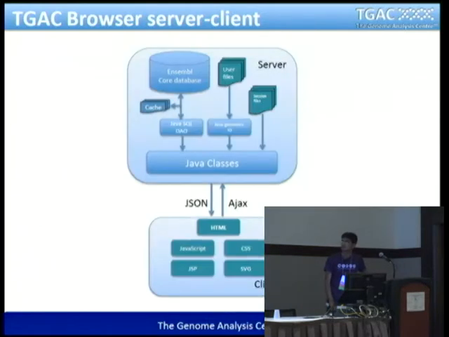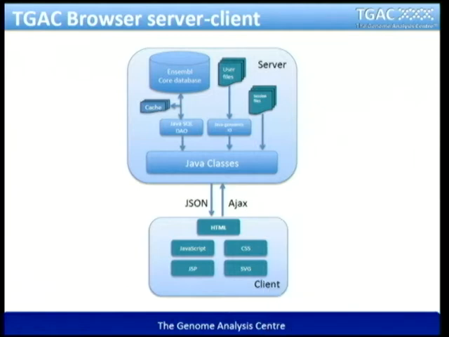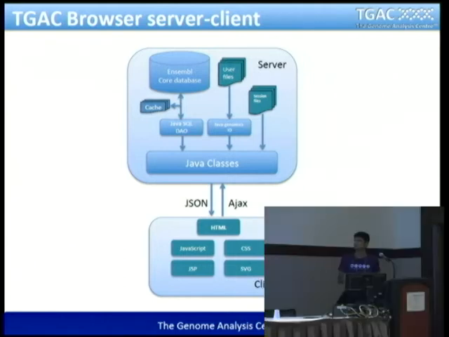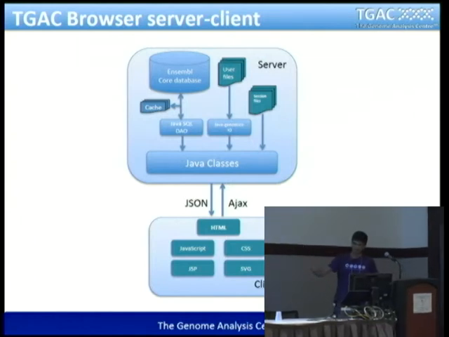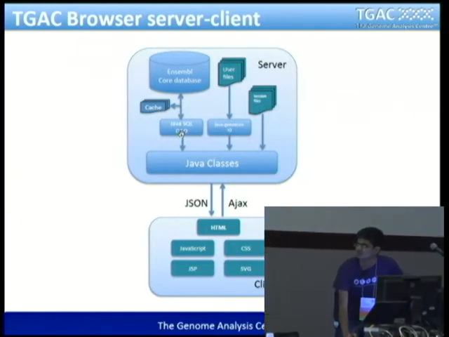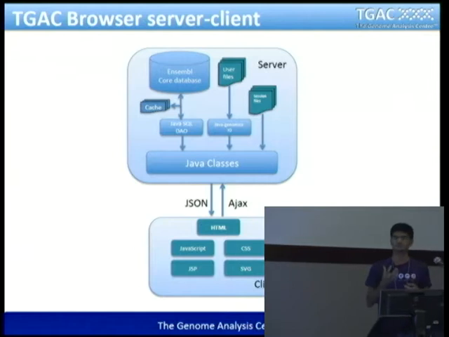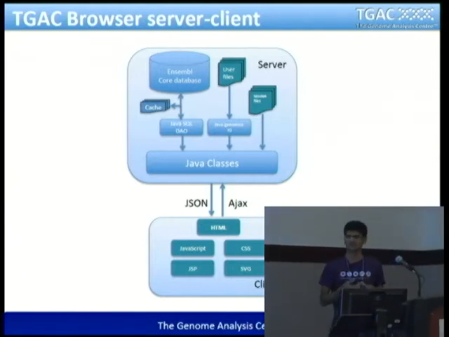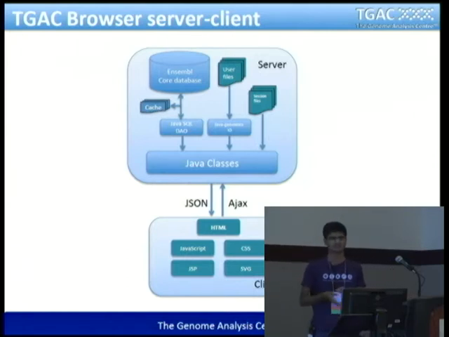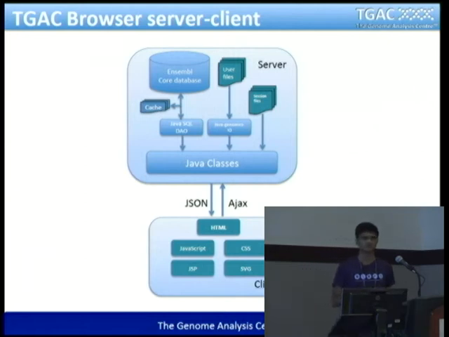For the programmers, here is how it looks. On the server we have the Java infrastructure, and on the client we use JavaScript, CSS, JSP and SVG to make dynamic HTML code to visualize all the genomic information. On the server side we have Java classes, and we use Java SQL DAO to get all the data from the Ensembl core database. Java SQL DAO converts all the Ensembl table data to a JSON object, and the JSON object goes to the client, which generates all the images from it.